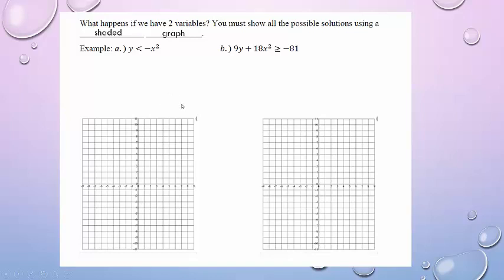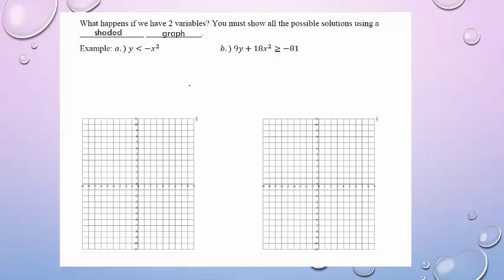So it's been a while, but you may recall from Algebra 1, you did this with lines. And one of the things that we talked about was if you have a less than or greater than sign, we do a dashed line. Solid line means or equal to. So I know right away for letter A, I'm going to have a dashed line, and for letter B, I should have a solid line.